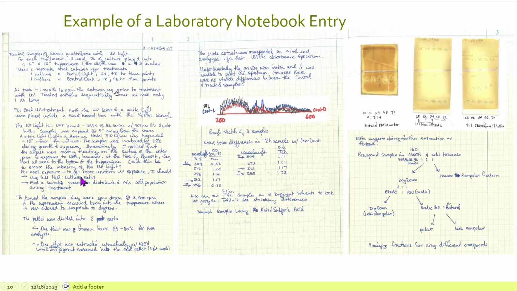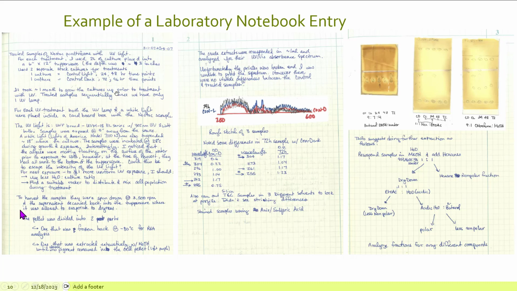For next exposure, to get more uniform UV exposure, I should use less water to culture ratio and find a suitable rocker to distribute the mixed cell population during the treatment. So there's some nice what to do next time, thinking about what I observed during that experiment there.